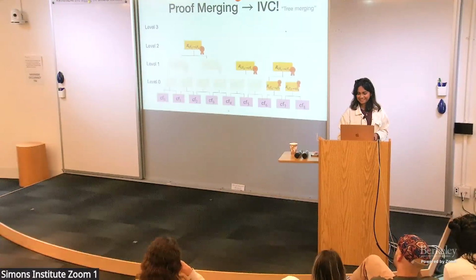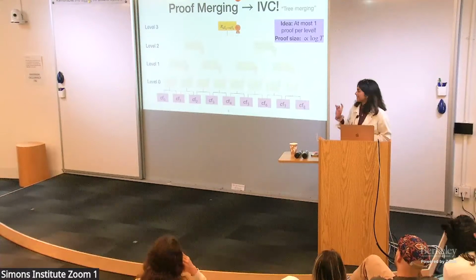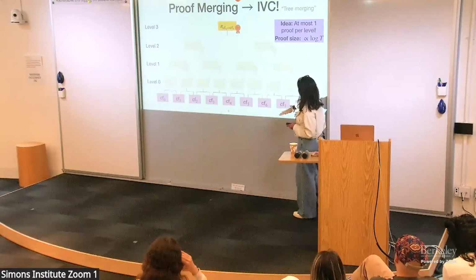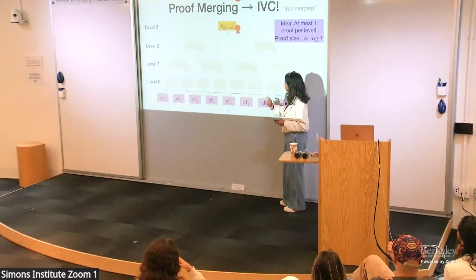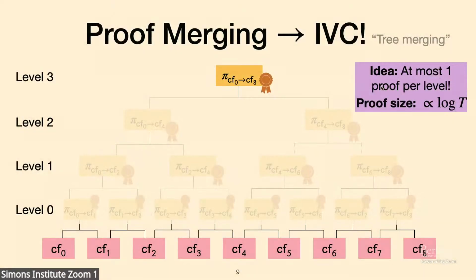I need the last. Okay, so again, the idea is that at any point, if I'm here, I will only have one proof per level. So if I'm doing T hops, I'll only have log T levels. So I have one proof per layer, so the proof doesn't grow.